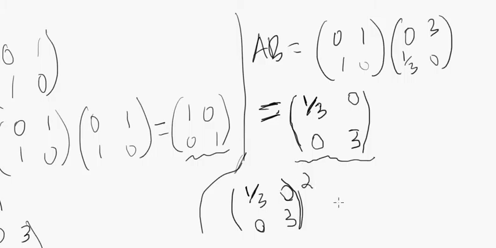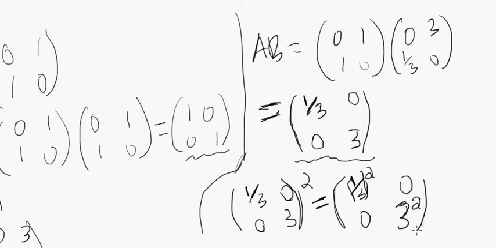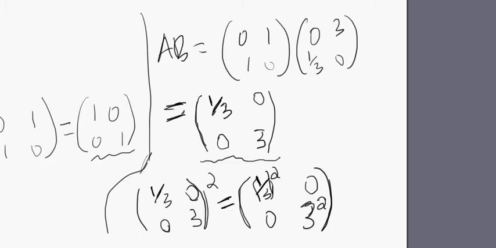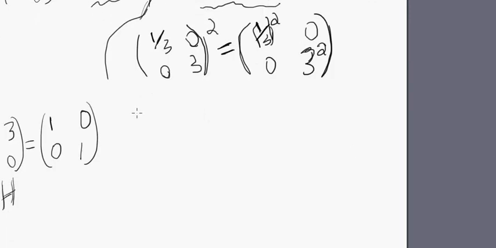This matrix squared equals a third squared, 0, 0, and we have 3 squared. Curious. Well, did we just run out of space? My handwriting is big too. Well, anyways, now we have a third again, right?